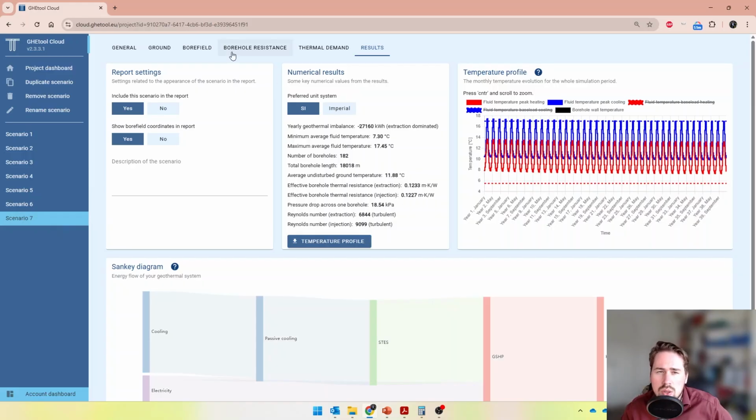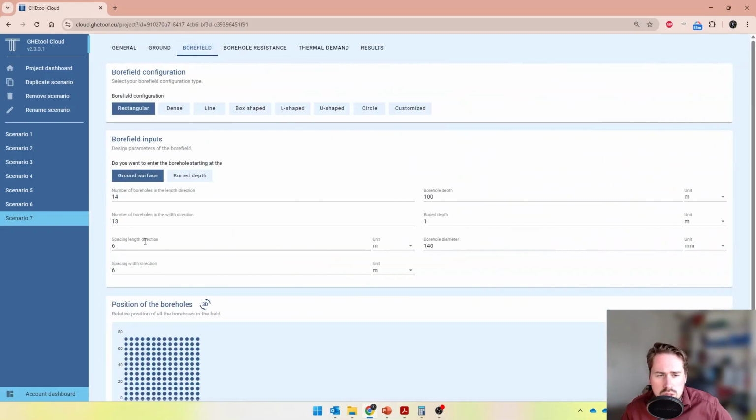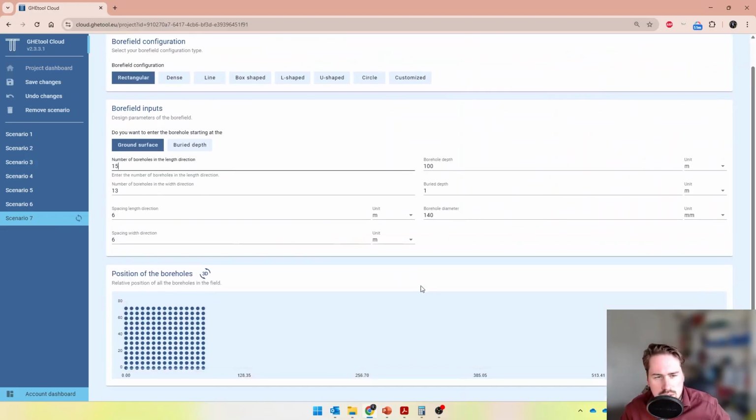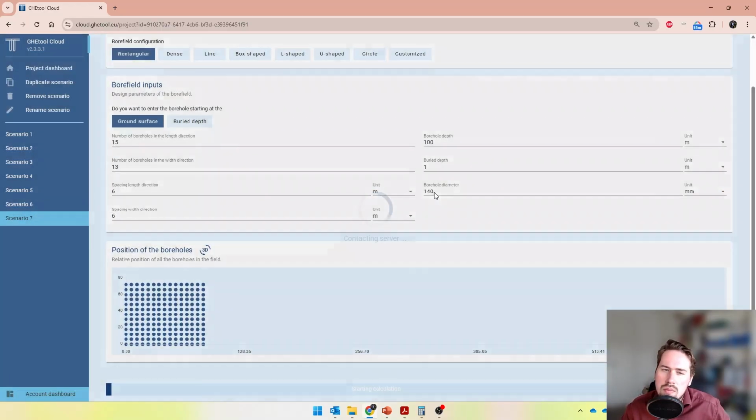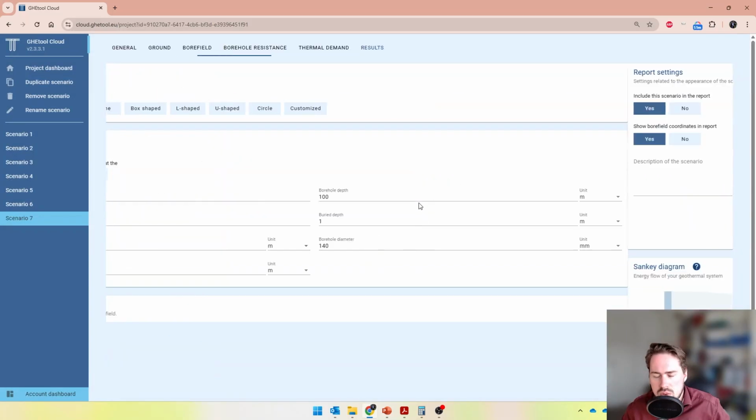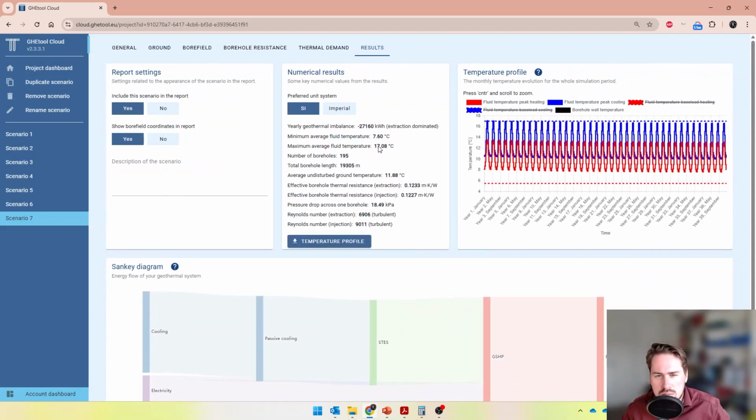So we need to increase the number of boreholes again, I think to, let's say 15 by 13 boreholes to end up with a system, let's say it's 17 degrees C. So we need to drill, what is it, 13 extra boreholes in order to compensate for this single U-tube. So in this case, it's not beneficial.